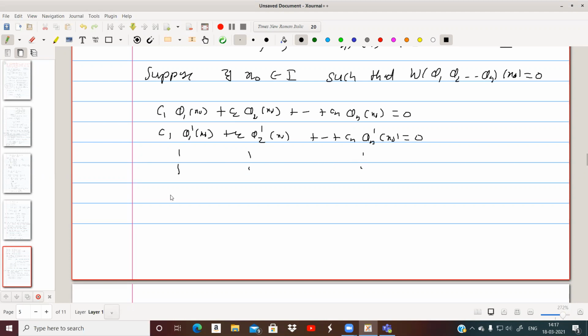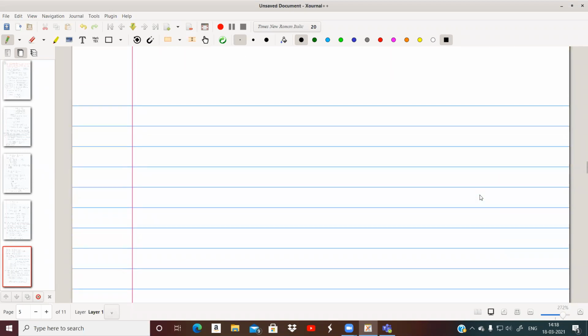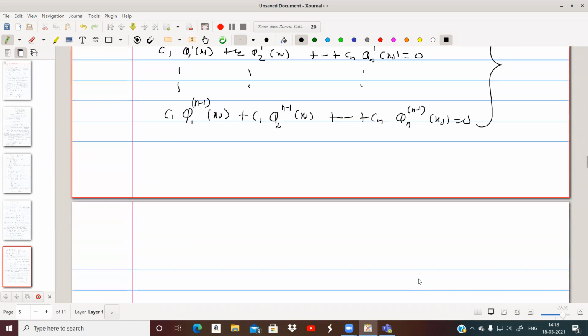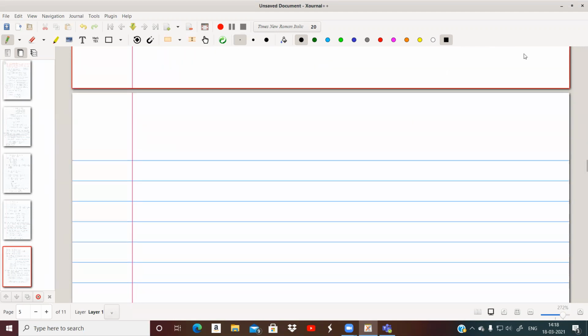The last statement: C1 phi 1 (n-1)th derivative at x naught plus C2 phi 2 (n-1)th derivative at x naught. Okay. These equations can be written from the Wronskian. So you have this system of equations at point x naught. I can call this a double star.